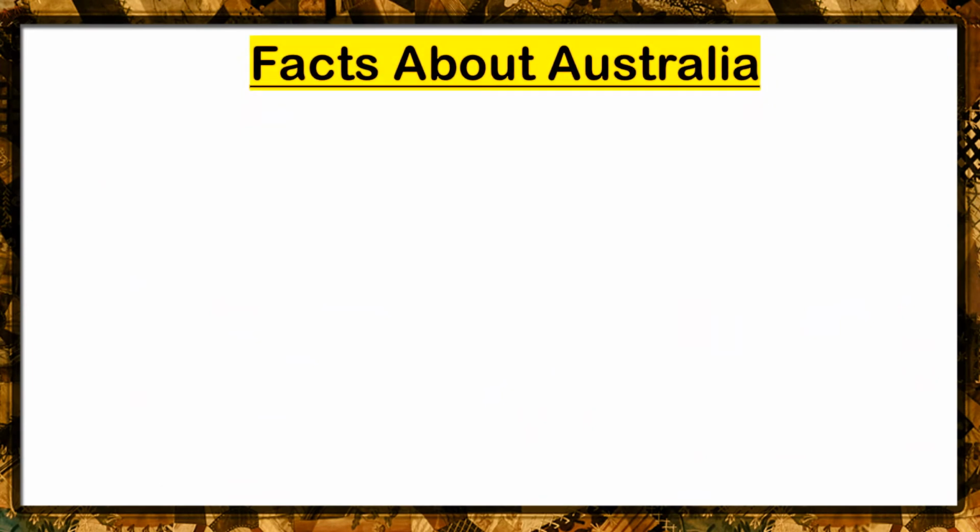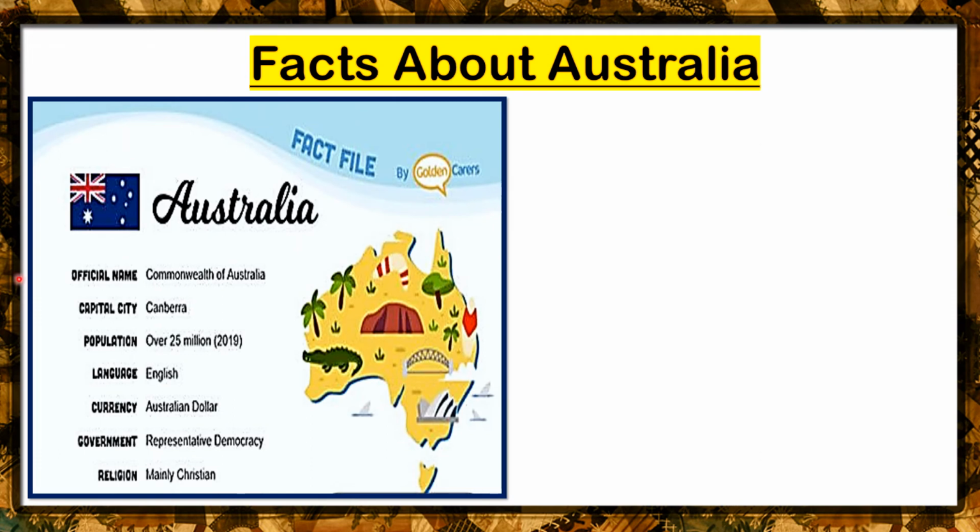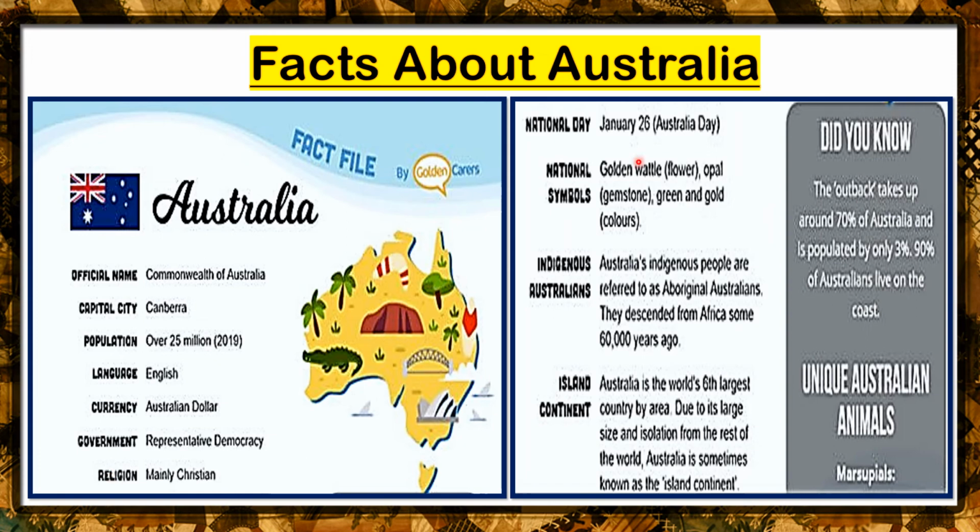Now class, let us read some facts about Australia. So its official name is Commonwealth of Australia, capital city is Canberra, population is over 25 million in 2019. The language that they use is English. Their currency is Australian dollar. The government is representative democracy. Their religion is mainly Christian, and their national day is January 26, or they call it Australia Day.